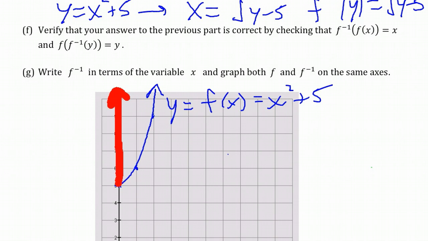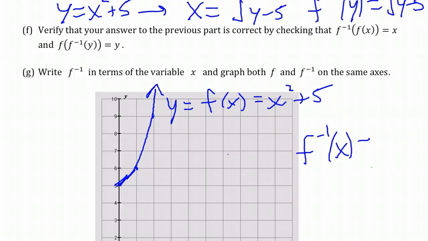Okay, I'm going to skip part f to verify that these functions undo each other. But to graph this, we're going to write the inverse function in terms of the variable x. So we're going to write f inverse of x is equal to the square root of x minus 5.